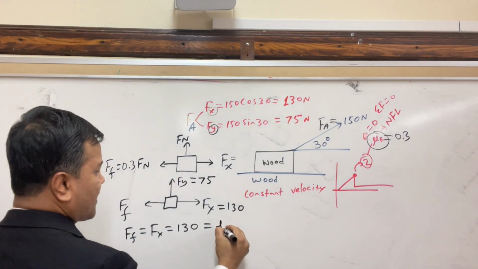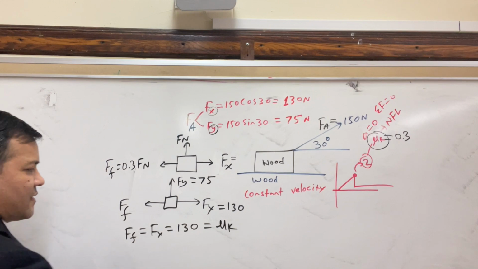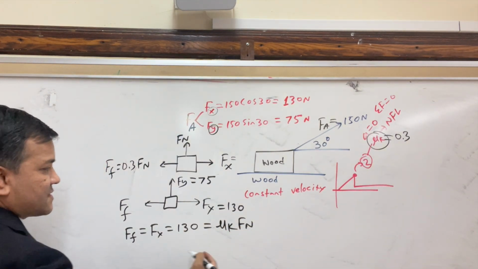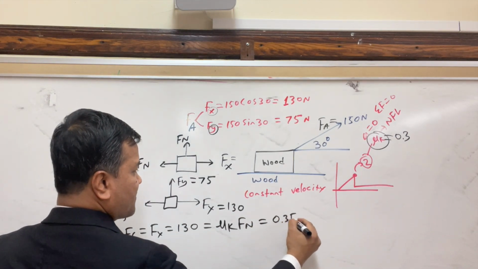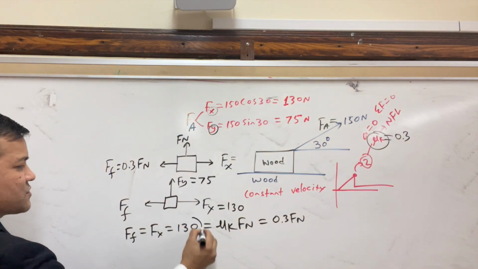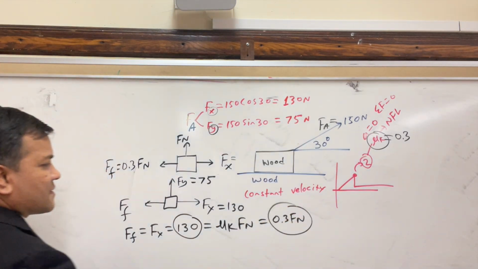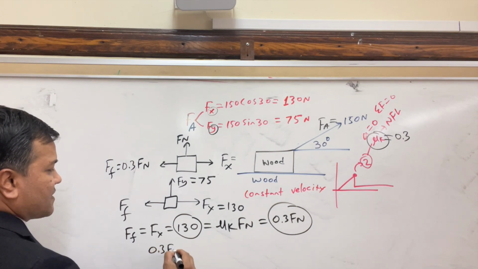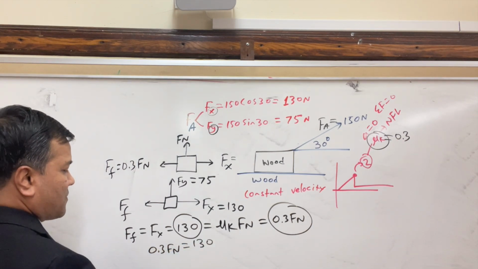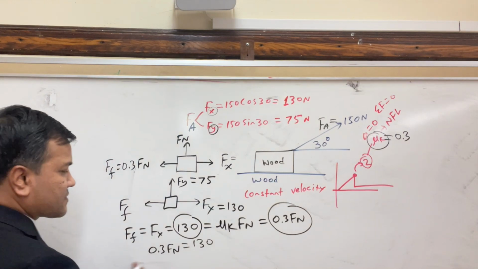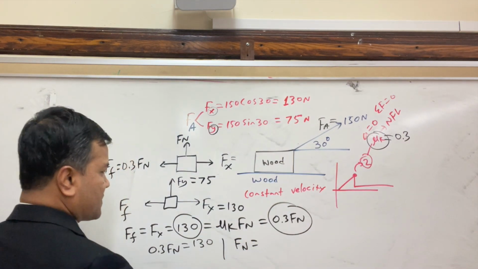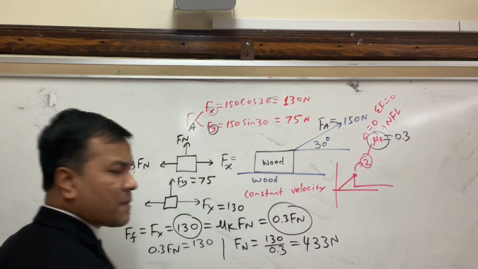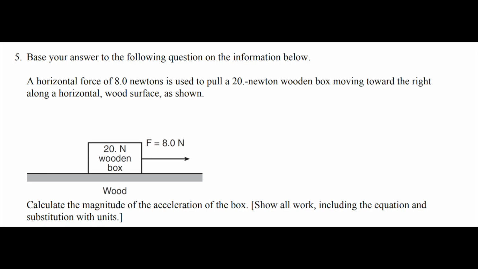And what is the equation for Ff? It is mu k Fn. So what does that mean? If everything is the same, we're just going to use these two. So that means 0.3 Fn is equal to 130. So Fn is how much? Fn is 130 divided by 0.3, which is 433 Newton. Hopefully you understood this problem.